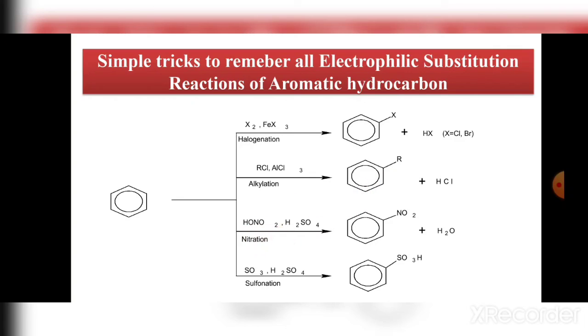Now the nitration. For nitration we use concentrated HNO3 plus concentrated H2SO4. From this there is generation of the nitronium ion. That means it is a nitration reaction, and the NO2 group is joined to the benzene. And next, sulfonation. For sulfonation, SO3 in presence of H2SO4, and the SO3H group will be joined. Okay. Thank you.